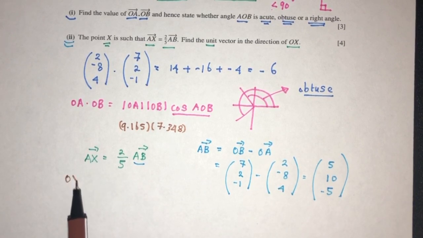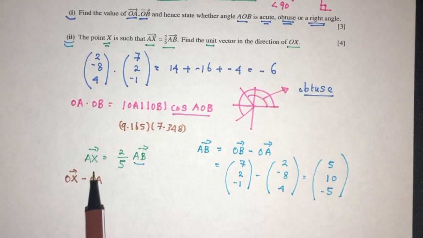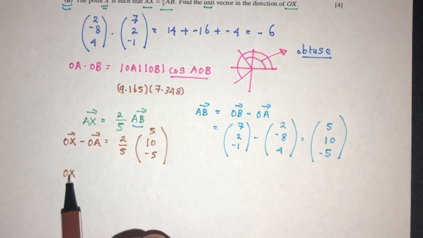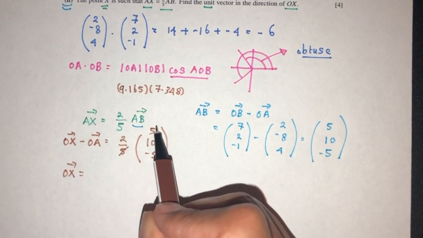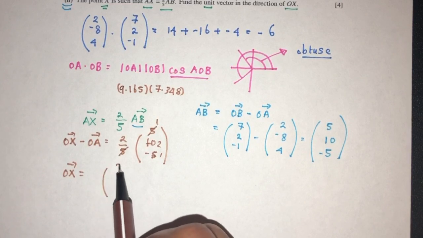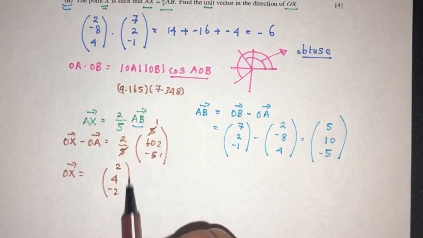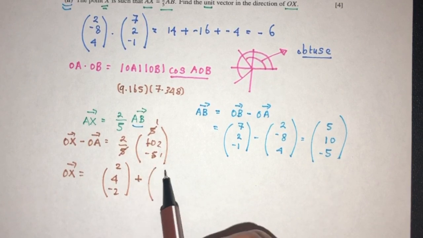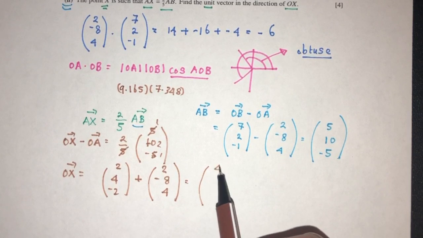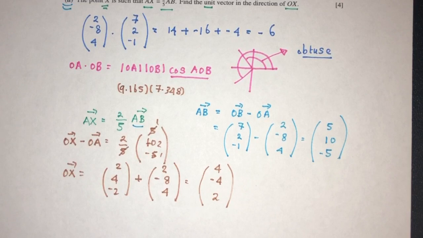Here we have AX. AX is simply OX minus OA, equal to 2 over 5 times AB. That should be 2 over 5 times 5, 10, minus 5. Simplify. So OX will be, cancel out, 1, 2, minus 1 times 2, which is 2, 4, minus 2, plus OA, which is 2, minus 8, 4. That should be 4, minus 4, and 2. So this is the value of OX.